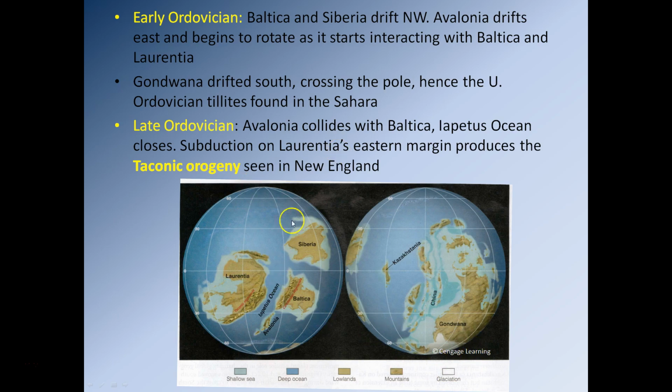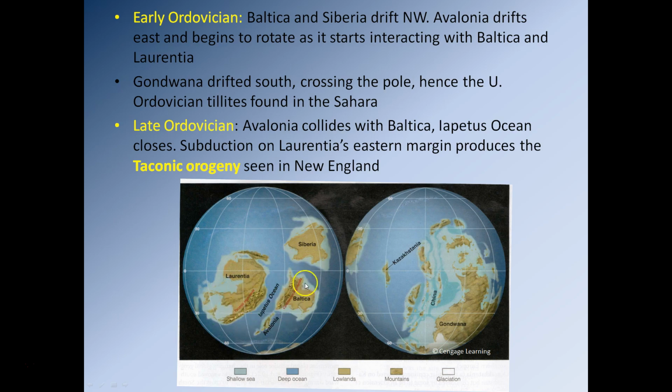So by the late Ordovician, we see that Avalonia has collided or is just about to collide with Baltica, forming one landmass. And we can also see that this body of water between Laurentia and Baltica is being destroyed. So the oceanic crust here is being subducted below Baltica and Laurentia, and it's being subducted away, being destroyed, and Baltica is moving towards Laurentia, and Laurentia is obviously moving towards Baltica, and there is going to be a big collision. And this collision is going to produce a couple of mountain ranges.